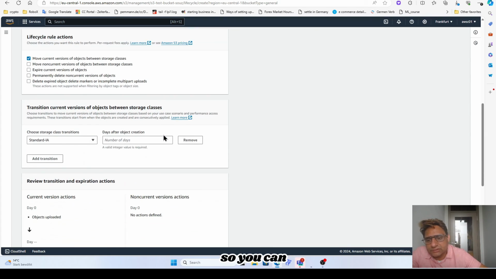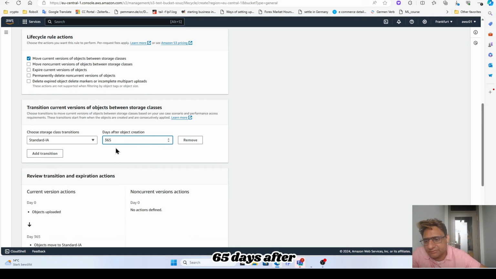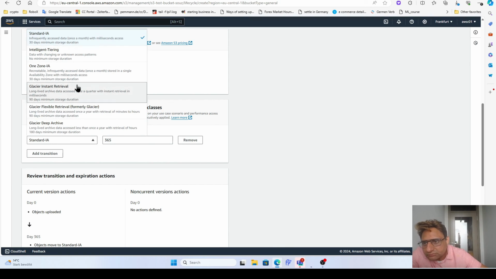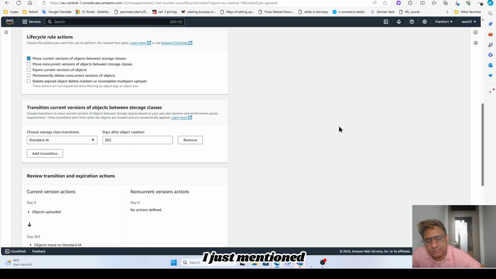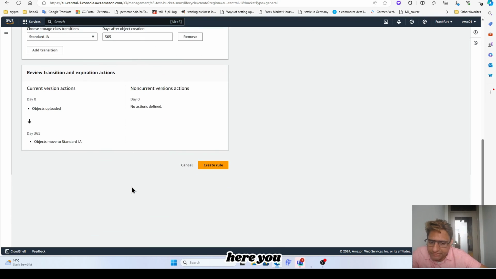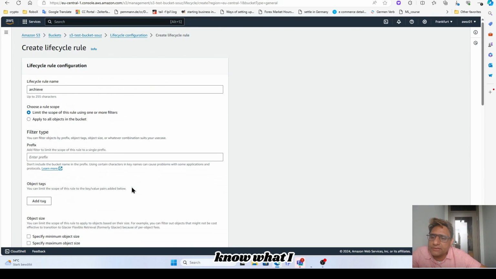So you can also specify that after 100 days or after 365 days, after 1 year, my objects, because they are no longer usable by the user, or users are less likely to use them because we have seen this pattern, please shift them to the infrequent access, to less frequently accessible storage. I don't remember what exactly IA stands for now. I just mentioned it earlier, but yeah, you know what I mean.